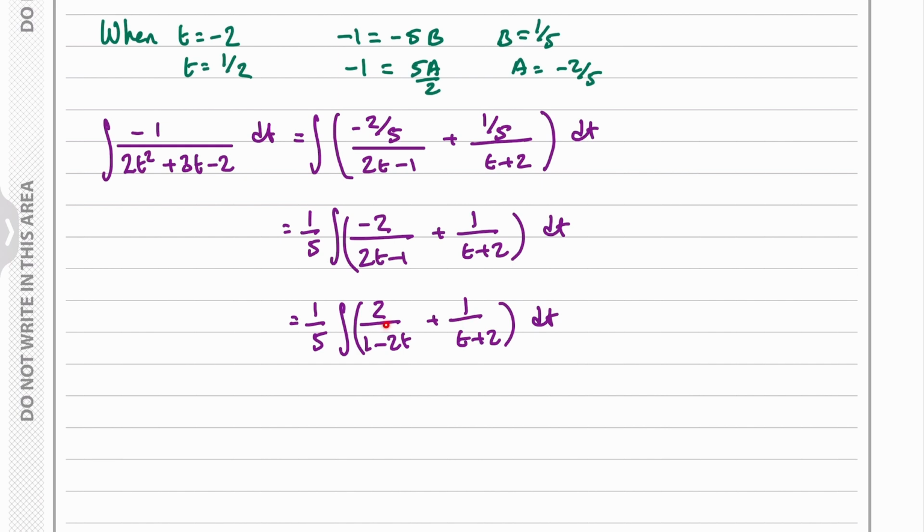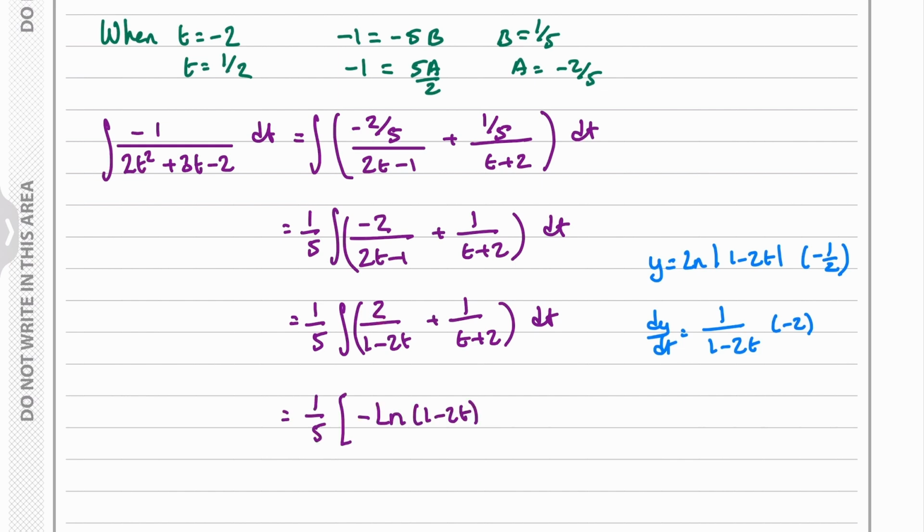If we use the reverse chain rule to integrate this, then we'll let y equal the integral of this bigger function. So y will be the natural log of 1 minus 2t. We'll find dy by dt, and then we'll multiply this by the derivative of this inner function. So then you can see that we need to scale this y by -1/2 to cancel out the -2. And this will be the integral of 2 over 1 minus 2t. But then this -1/2 will cancel with this positive 2. So we get minus the natural log of 1 minus 2t.